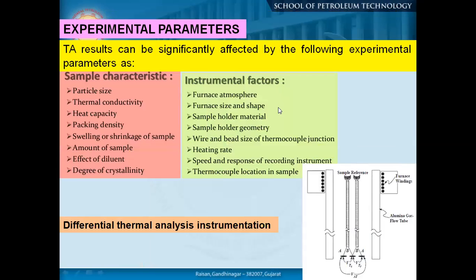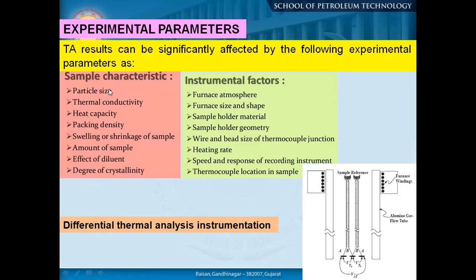So now, what are the different parameters which actually affect our experimental conditions and the data? If you just see properly, you can understand the sample characteristics and instrumental factors. Samples have different types: particle size of the samples, thermal conductivity of the samples, heat capacity of the system, packing density, that means the internal structure of the sample itself, swelling or shrinkage of the samples, amount of the samples, either you are taking higher or lower sample amounts, effect of diluent, what you are using as a diluent, and degree of crystallinity.